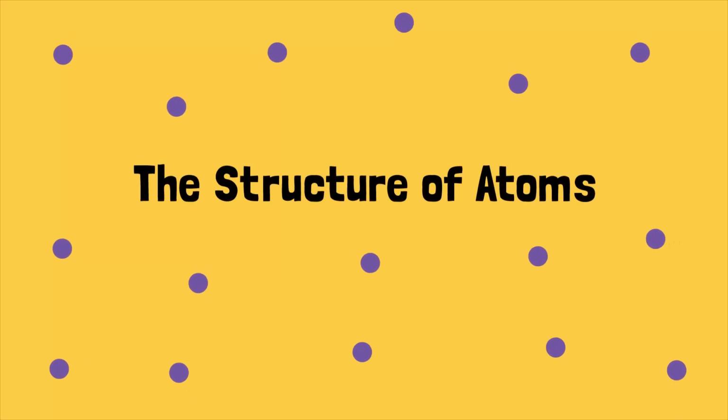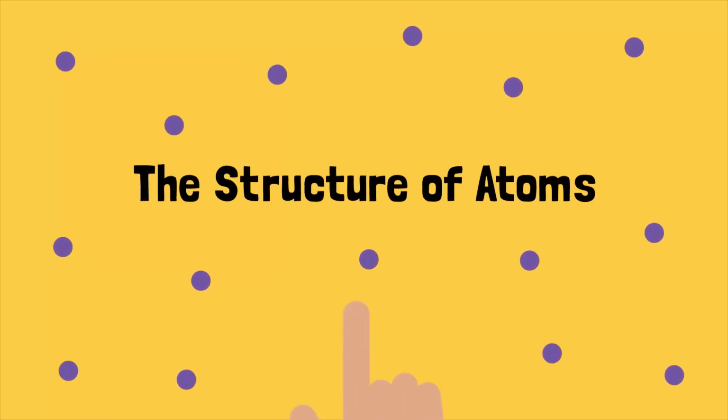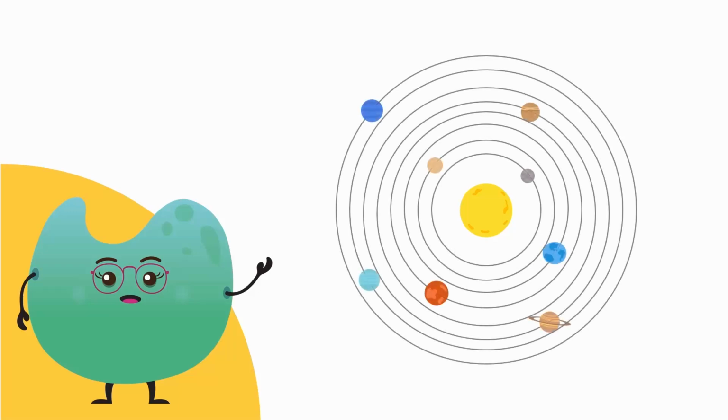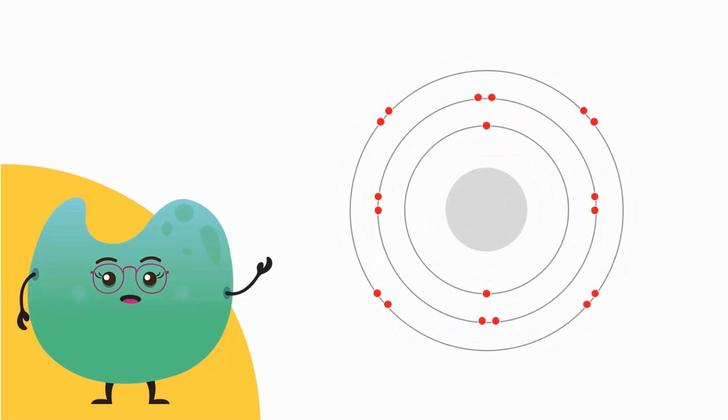We know that everything is made up of atoms, but what do we know about the structure of an atom? Think of our solar system. The sun is in the center with all the planets revolving around it. The sun is massive, while the Earth and the other planets that are comparatively smaller orbit the sun. An atom has a similar structure.